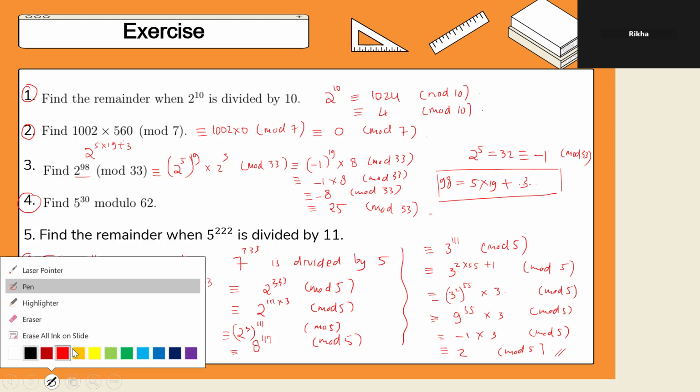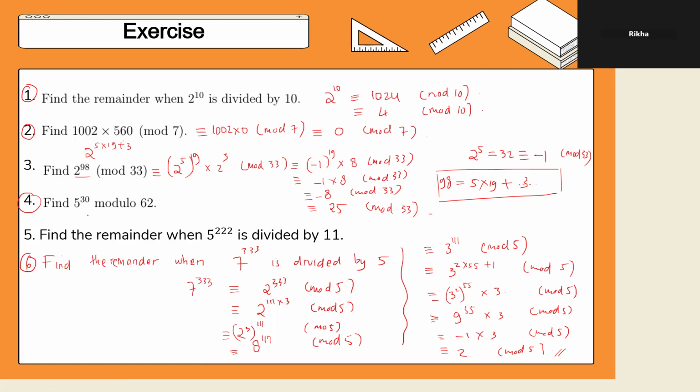Let's try. Jadi ini 5. Pendekatannya gimana? How would you change 5 to the power of 30? What number is 5 to the power of what, closer to 62? Or multiple of 62? Sebenarnya closestnya kan 5 to the power of 2. Tapi itu kayak the gap was so big that I made 5 to the power of 3.